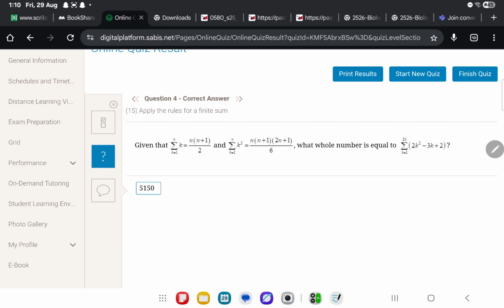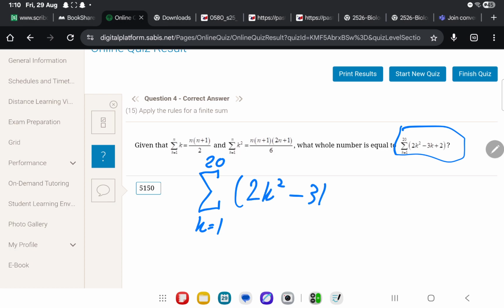What I'm going to concern myself with is this summation here. So basically, for a summation, k equals 1 to 20, 2k squared minus 3k plus 2. Okay, first of all, I can distribute. These are some rules you need to know for finite sums. I can distribute the summation to all of them.